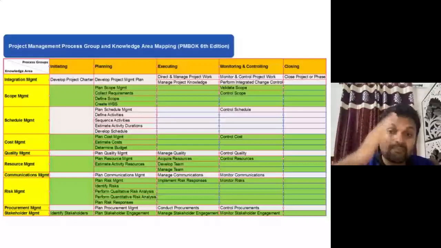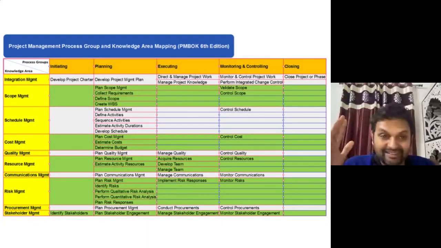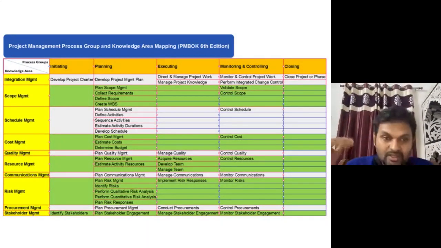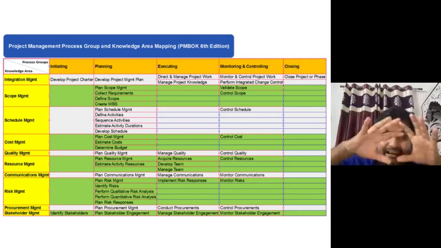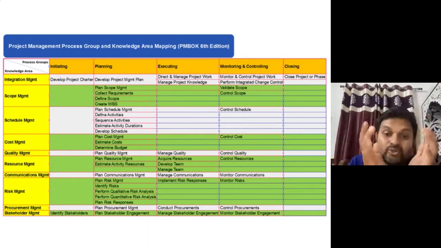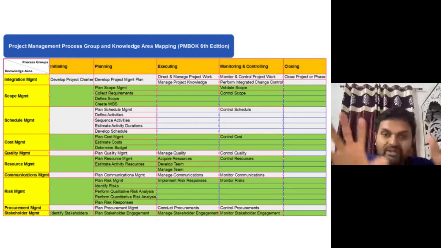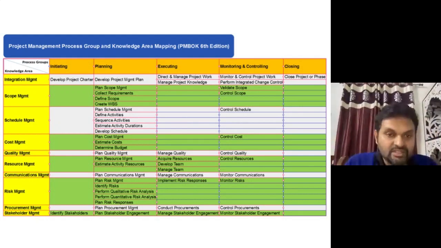That is the process group. Process group means my project life cycle: initiation, planning, executing, monitoring and controlling, and closing. So for combining both of them, what documents are going to be required in my project management, we have written in this particular part. For example, just try to see. First, initiation: what is the document I am going to require? That is develop project charter, which we are going to see in the next session.